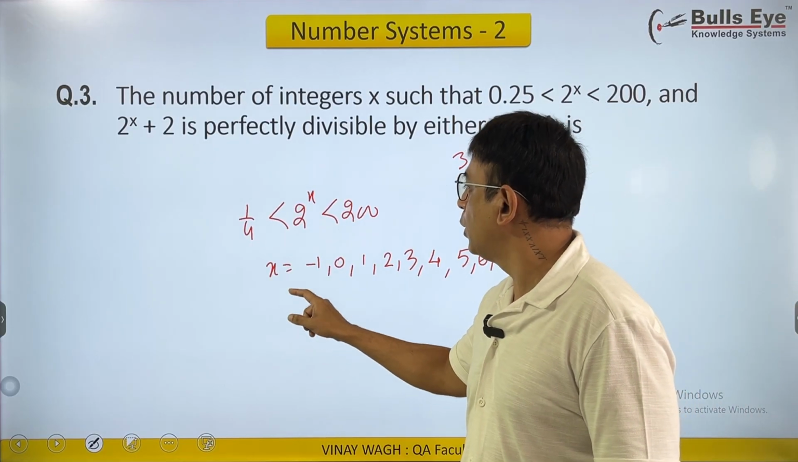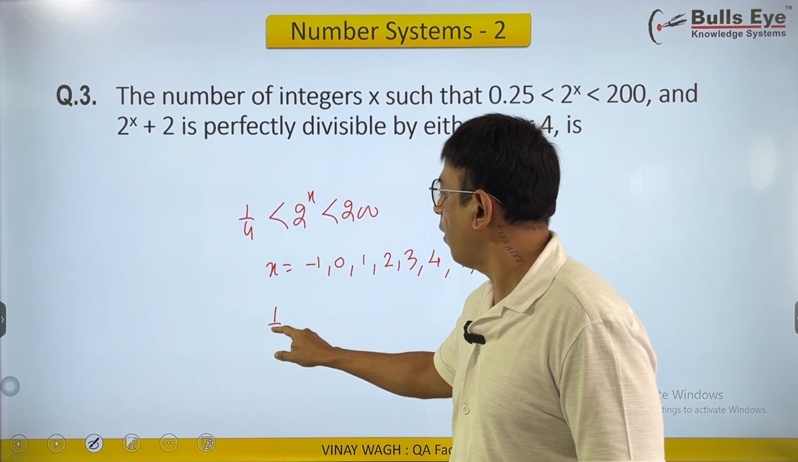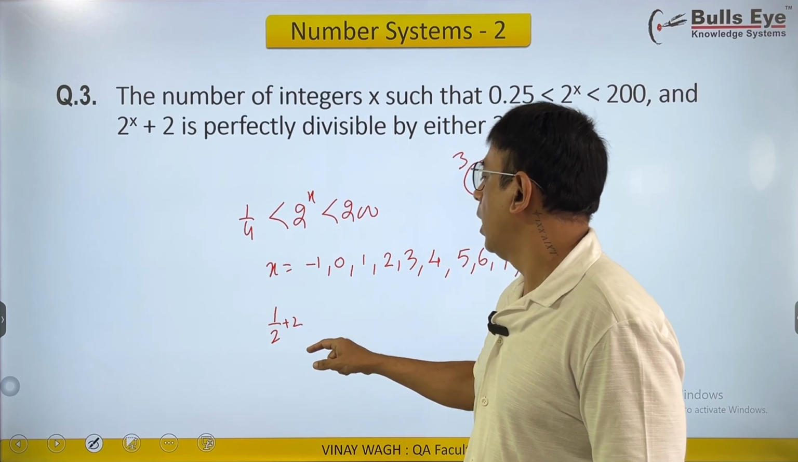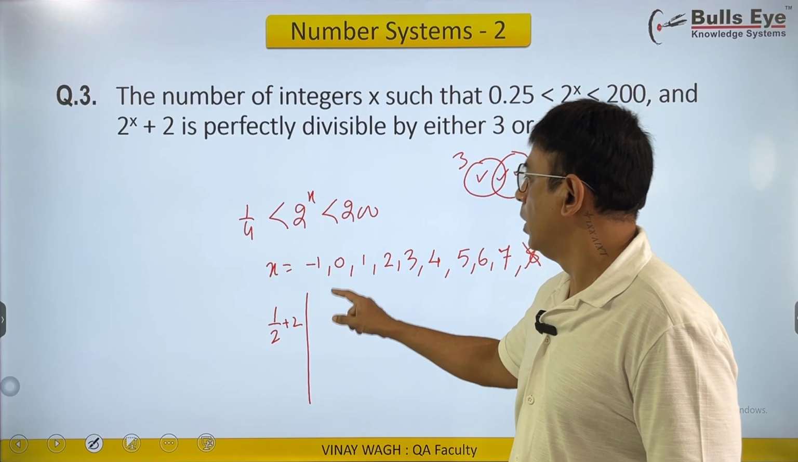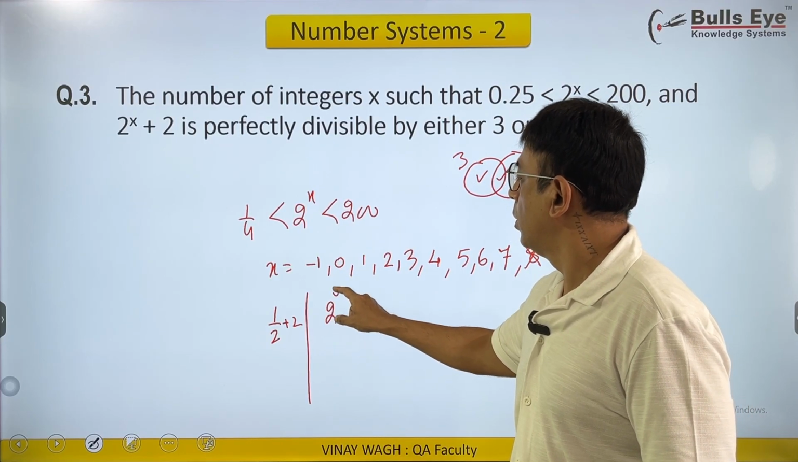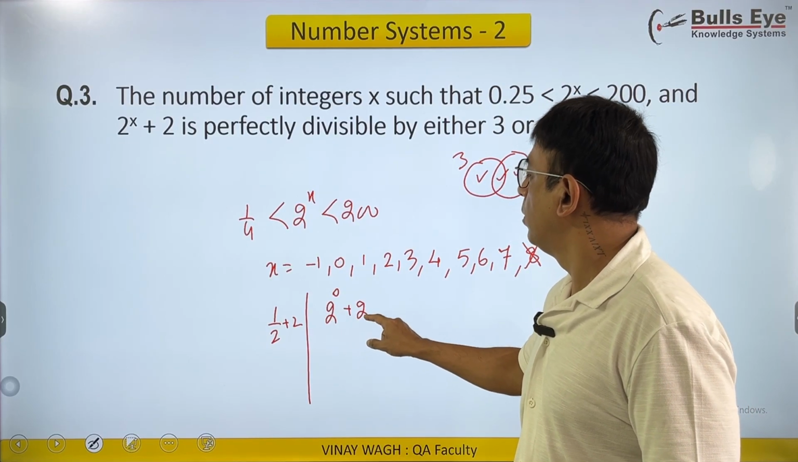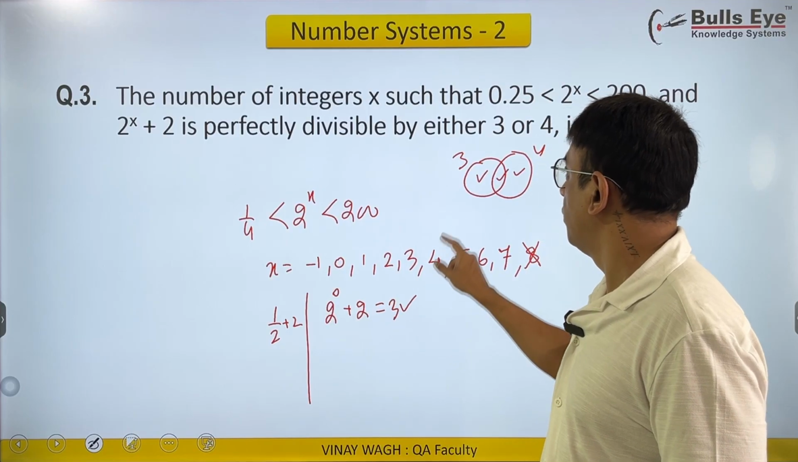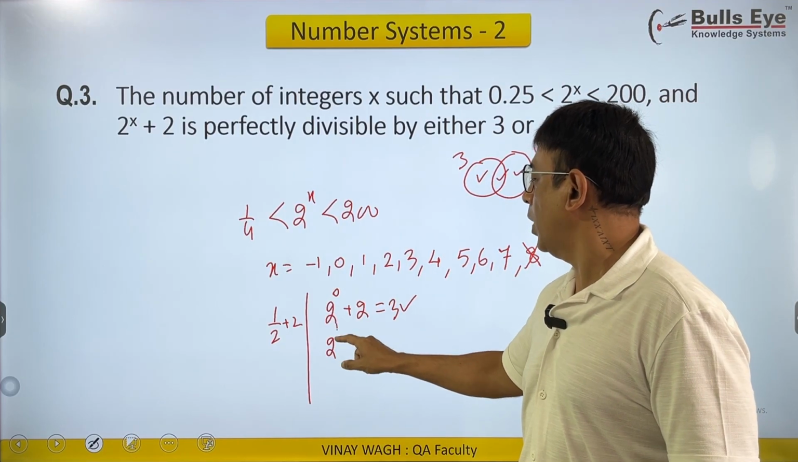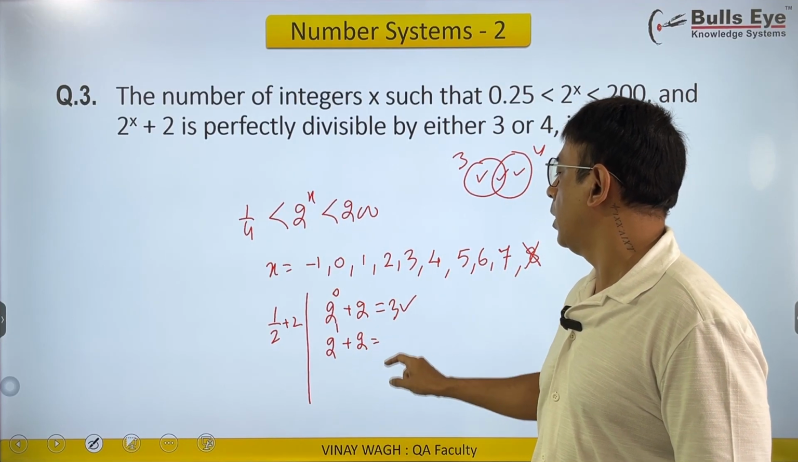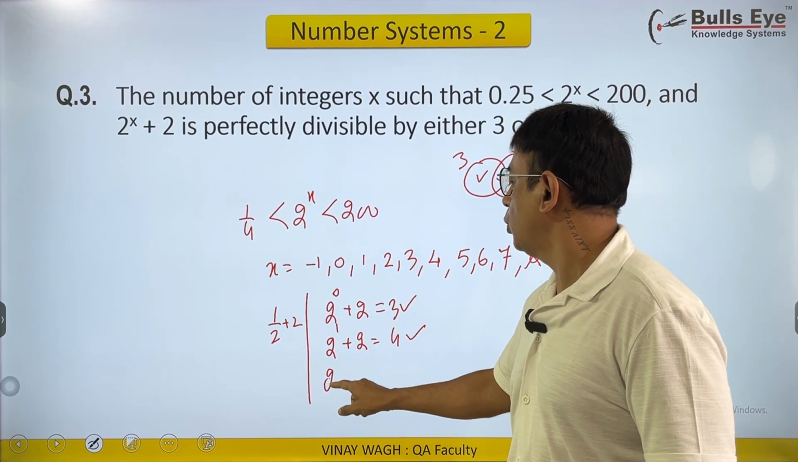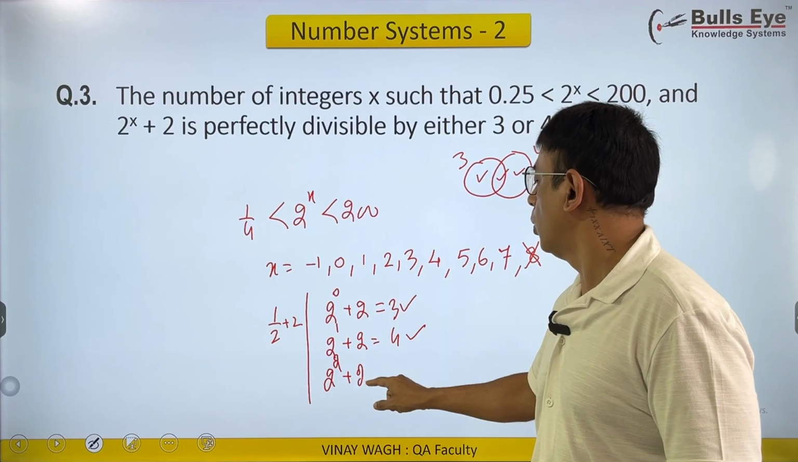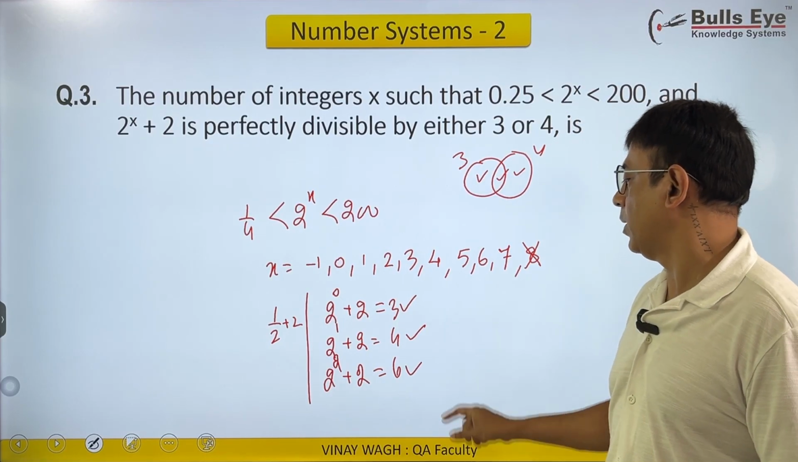So if I take 2 raised to minus 1, that's half, plus 2, this won't be divisible because it's not integral. So this is out. 2 raised to 0 plus 2, that's 3. It's divisible by 3. 2 raised to 1 plus 2, that's 2 and 2, 4. That's divisible by 4. 2 raised to 2, that's 4 and 2 plus 6, that's divisible by 3.